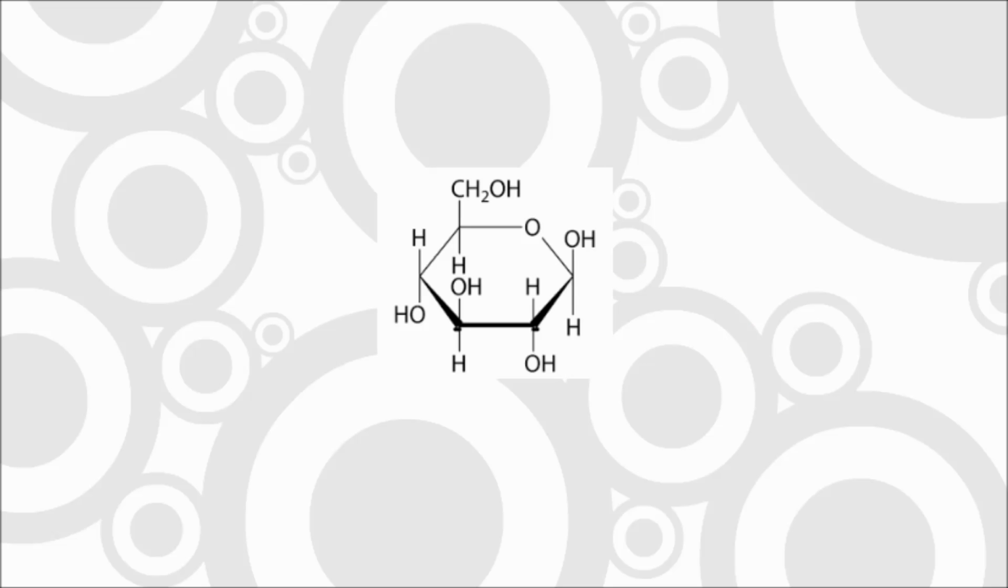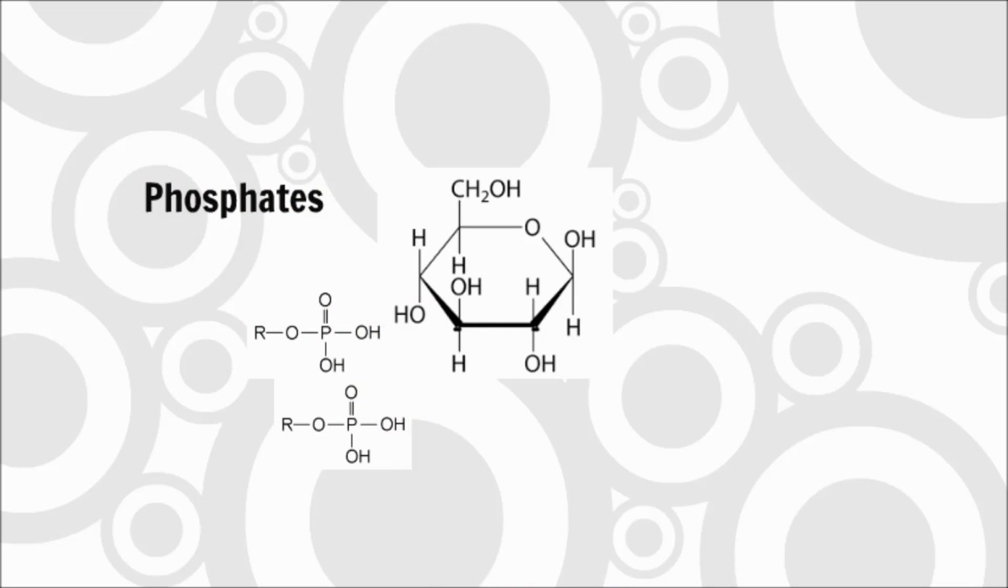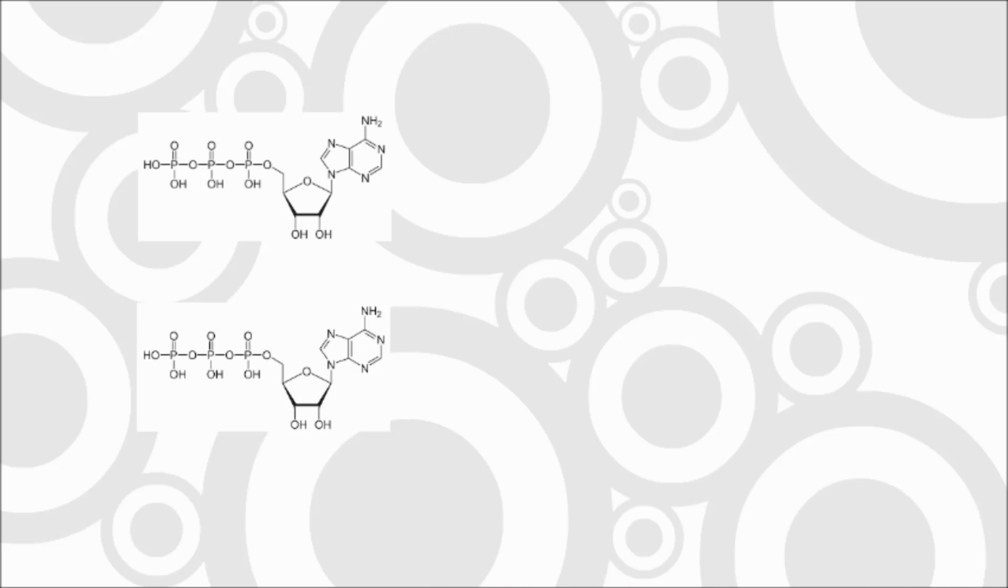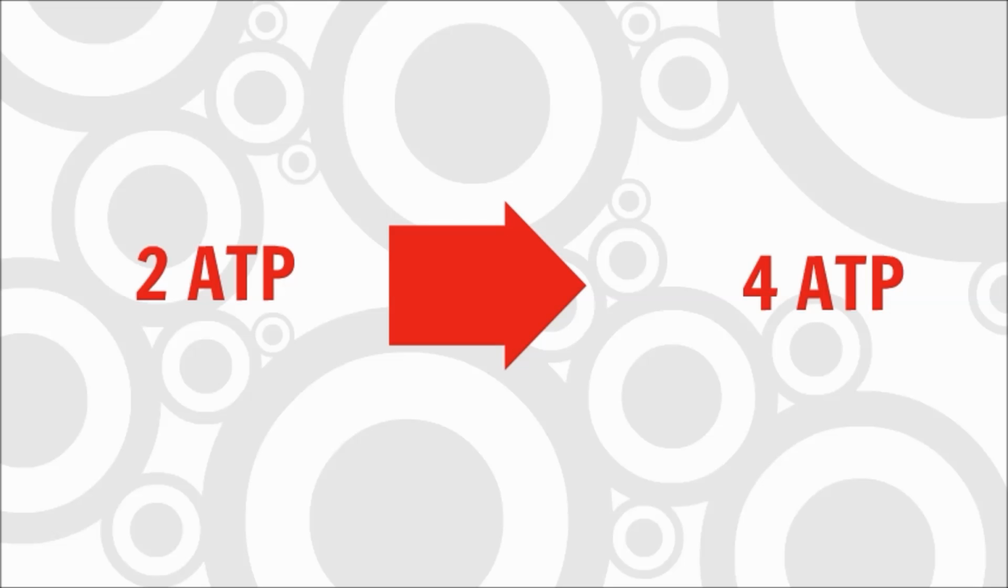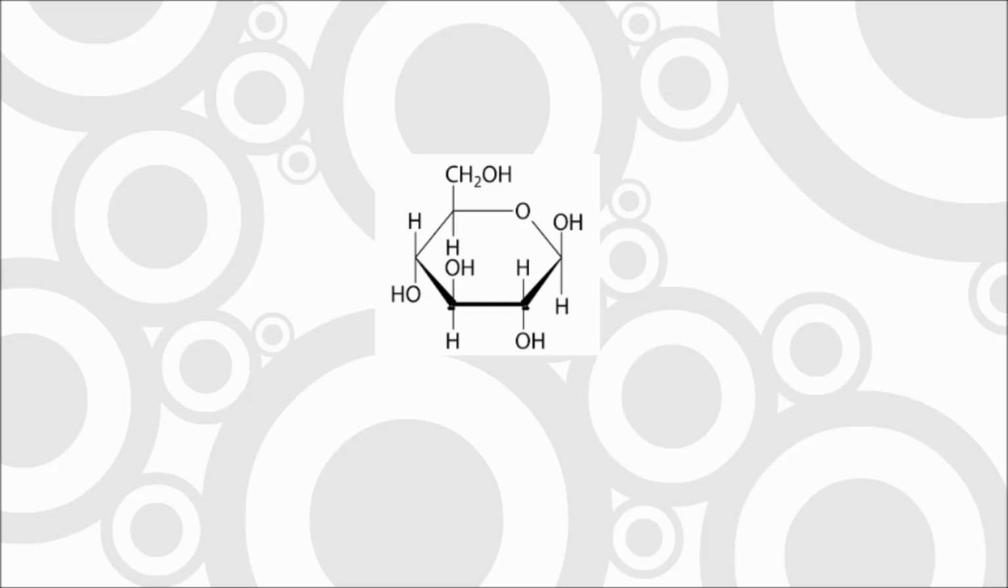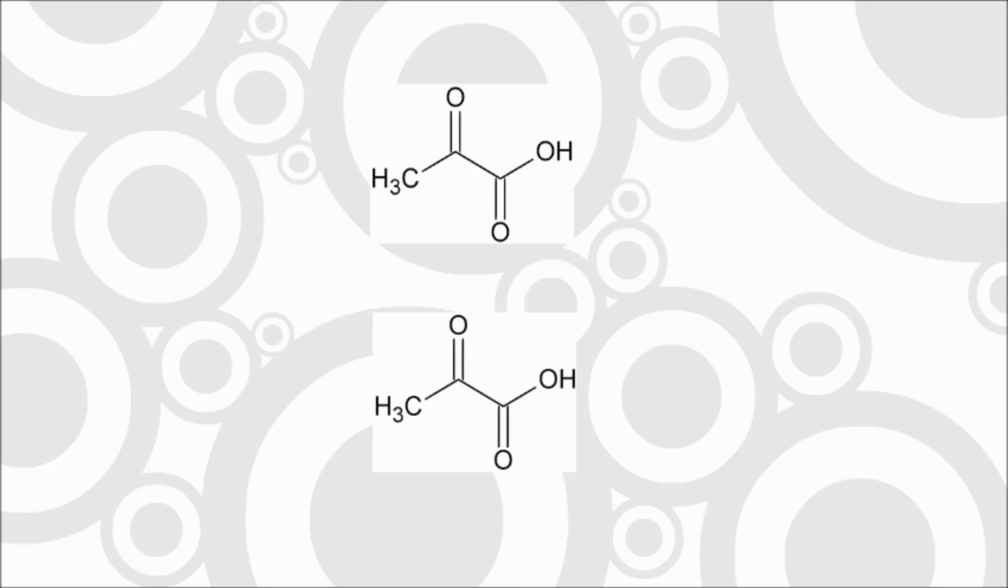So before glucose can be split, it needs to get 2 phosphates. These come from 2 ATPs. Think of investing money. You put some in to get more out. It's the same in glycolysis. We invest 2 ATP to get 4 ATP. So after the glucose gets its phosphates, it's karate chopped into 2 pyruvic acids. The pyruvic acids will be of use later in the Krebs cycle.